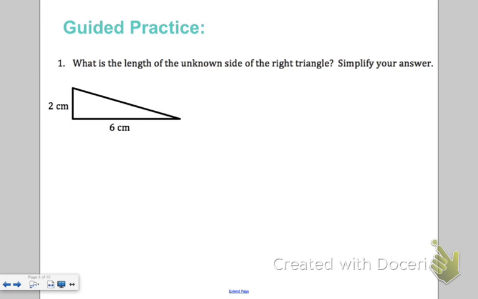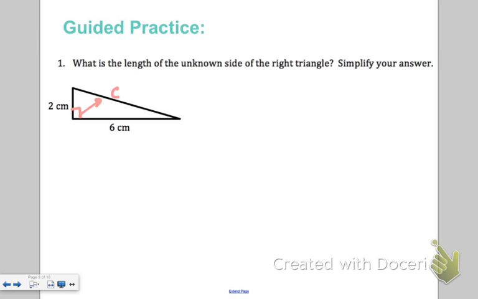In guided practice number 1, we have a right triangle with one leg of 2 centimeters and another leg of 6 centimeters. And we know that these two are the legs of our right triangle since the right angle is across from the unknown side, which is our hypotenuse.